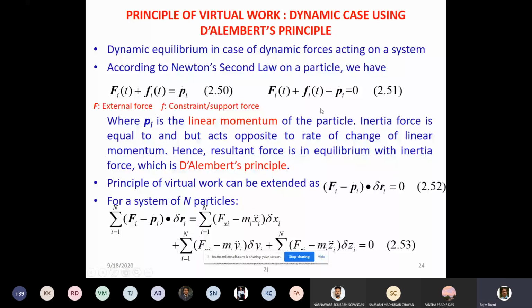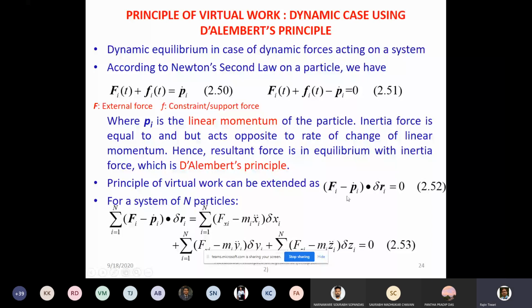So how can we use this to extend the virtual work principle? The principle of virtual work can be extended as follows. This was the external force, and this was for one particular particle. Now you can see the additional term is coming because of the inertia force. The rest of the thing is as it is. This is zero because the corresponding virtual displacements are zero, which is the constraint or support forces.